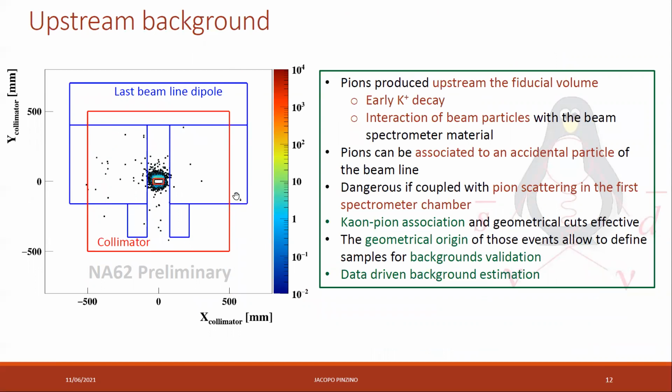The upstream background is the main background that we get. First, the upstream background is due to pions produced upstream of the fiducial volume, by kaon decay or by interaction of the beam particle with the beam spectrometer material. The pion can be associated to an accidental particle of the beamline, and it is dangerous if it is coupled with pion scattering in the first spectrometer chamber. We use the kaon-pion association and geometrical cuts that are effective on this background and on the geometrical origin. This allows us to define a background validation sample that was estimated with a data-driven model.